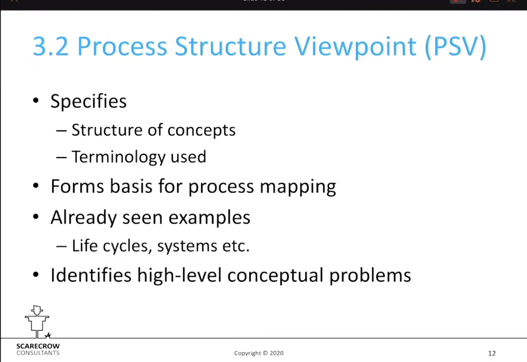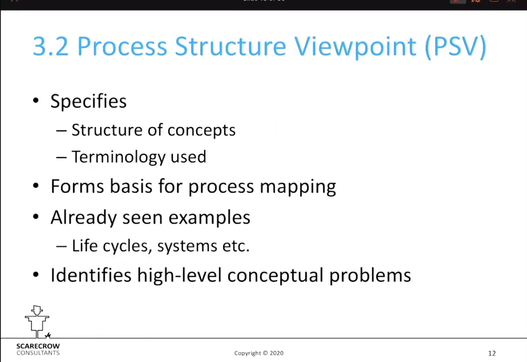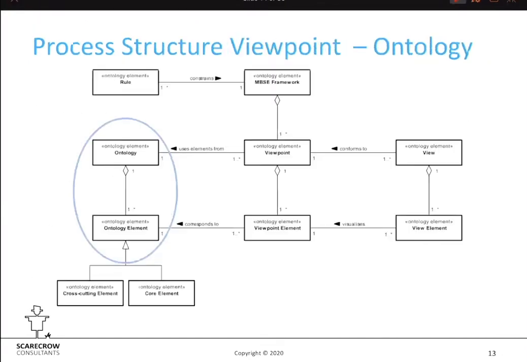This is the language we use. So it's a little bit meta at this point. The process structure is actually on a higher level. It's about capturing the ontology and the elements and the relationships, the terms that are used in your process. So like I say, actually this diagram here with the process, the artifact, activity, stakeholder role, this actually is the process structure view. This is Scarecrow's process structure view. So the process structure is about capturing that language that you use in your organization.